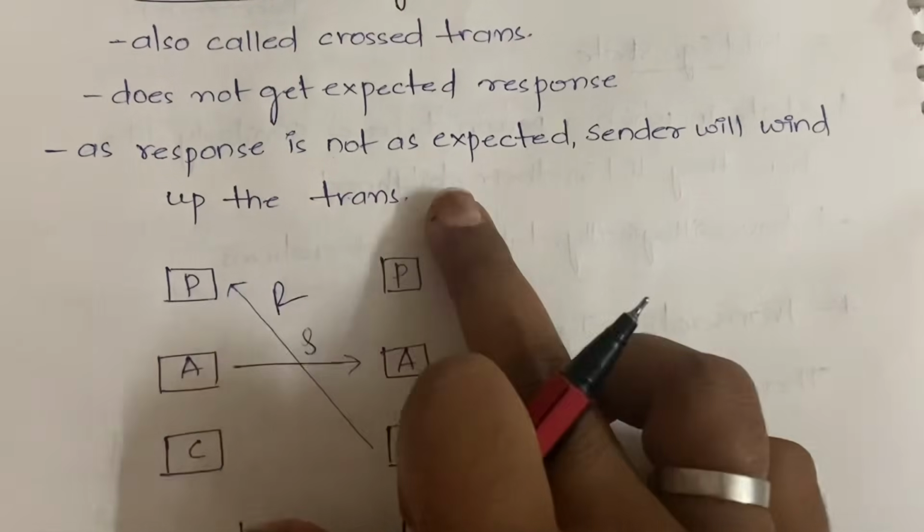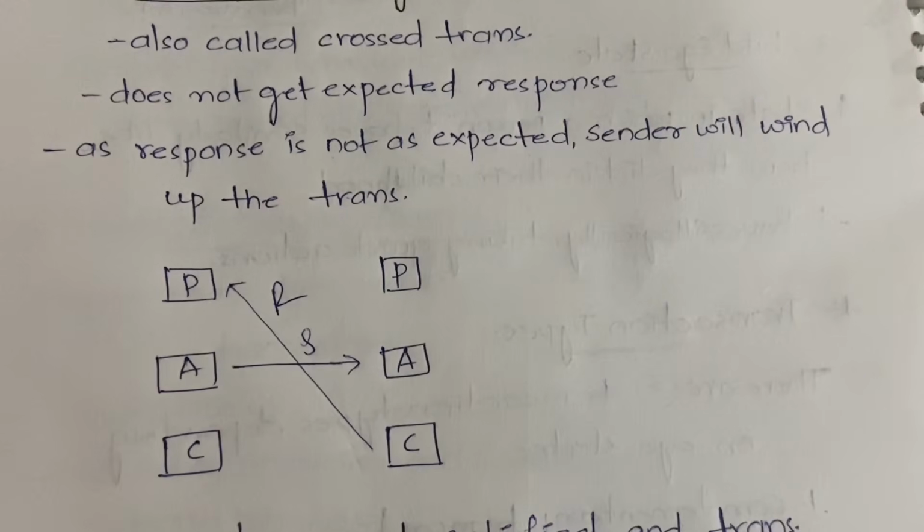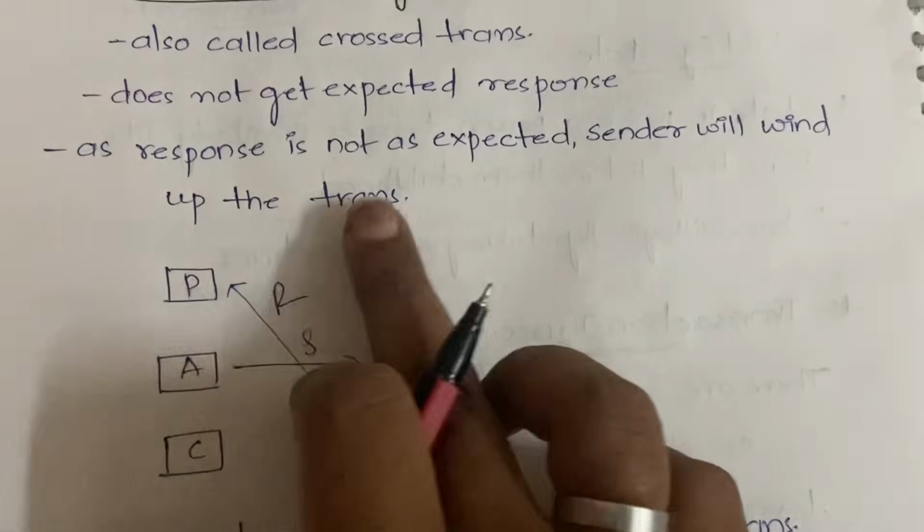Okay, so as the response is not as expected, the sender will wind up the conversation. For example, you are speaking to a person, you are asking something and he is giving you something else. You went to a shopping mall, okay, and a salesperson is there. You are asking him for a shirt or a trouser or whatever it is, but he is giving you something else. So you'll definitely get irritated, right? You'll be there for 2 or 3 minutes and then you'll feel like, okay, I'll go to another shop, and you'll come outside. You don't feel like extending the conversation because you're not getting the expected answer. So that is why the conversation will be wound up.